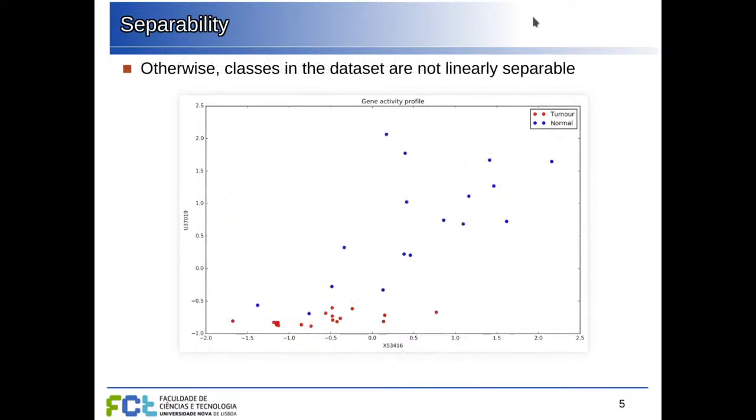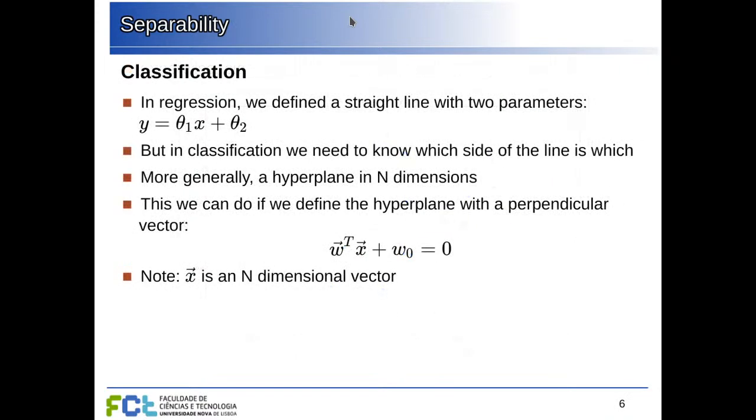It may happen that the classes in the data set are not linearly separable. This is the same example, but using two other gene activities. In this case, you still see that there is a difference between normal cells and tumor cells, but the frontier between the two is curved. We cannot separate these with a straight line without making mistakes, because the blue ones are down here and then there are red ones a bit higher up. So these are not linearly separable in this case.